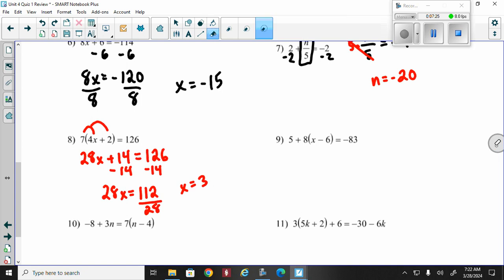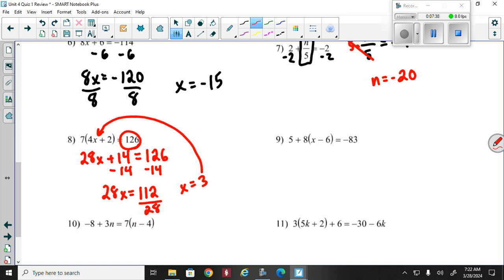Now, with these type of equations, you don't have to guess if your answer is right. Here's what you do. You just take your answer and you just plug it back into x. And if it makes a true statement, meaning when I plug 3 into x, if it equals 126, then you're good to go.